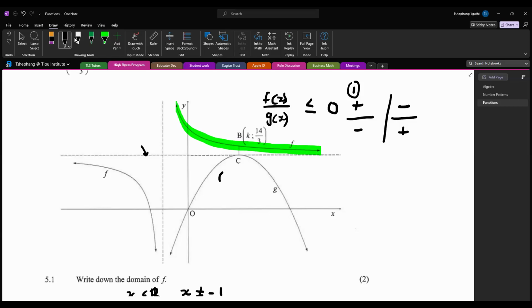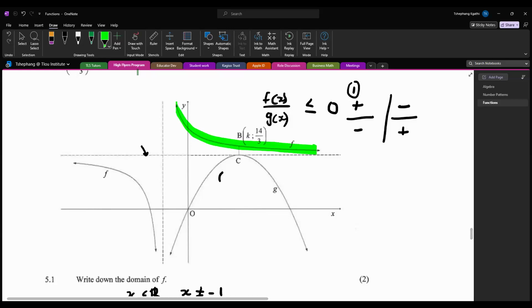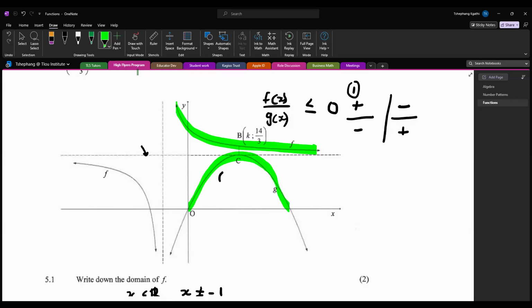So where else, maybe let me use a different color to see where we have f of x being negative and g of x being positive. Now, notice something. Let me start with the positivity actually. So this graph is positive. That's fine. Now, the parabola is also positive in this interval because it's on top of the x-axis. Now, if I have a case like that, that's not going to work because both of them are positive. So I need to think about another case.